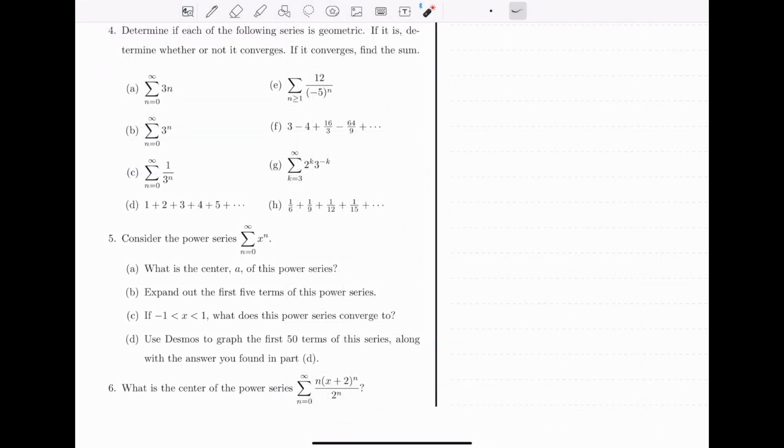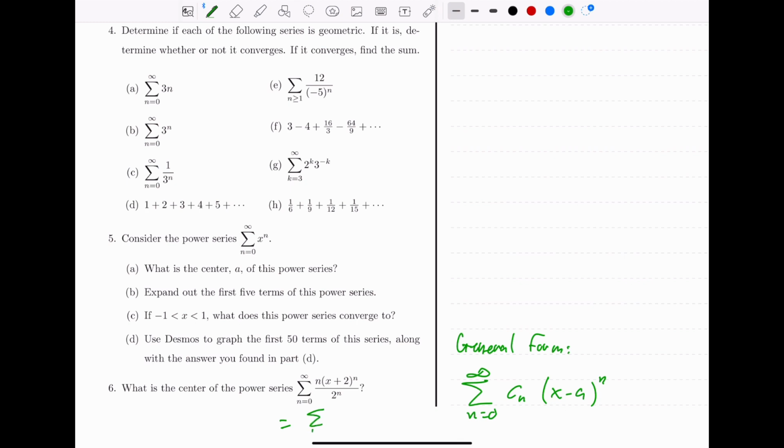As one final example in this section, look at problem 6. This will be really short. We want to find the center of this power series here. So let's start by writing the general form of the power series. The general form for a power series from the previous page is the sum from 0 to infinity of c sub n times x minus a raised to the n. For this particular power series, the c sub n is n divided by 2 to the n. So we could rewrite this a little bit if we wanted to. It's the sum, n goes from 0 to infinity, of n divided by 2 to the n, that would be the c sub n, the coefficients, times x plus 2 to the n.